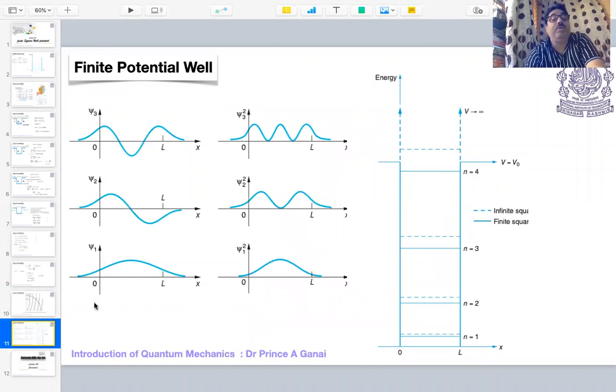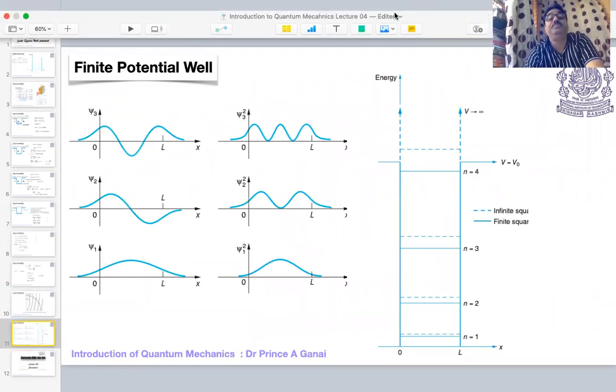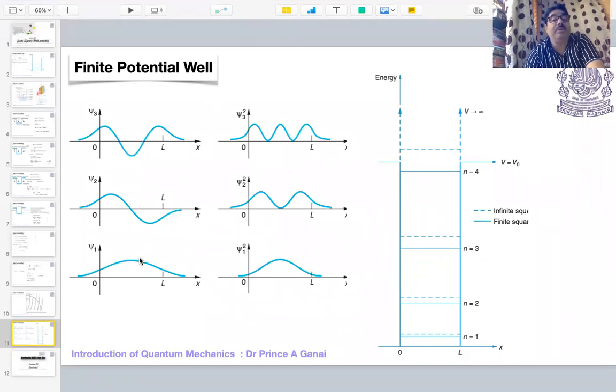Now if you plot the wave functions, you figure out some interesting things. For example, take the ground state. First of all, you can see that the wave function extends beyond the walls. Although it decays exponentially, it does exist there. So these regions are classically forbidden.